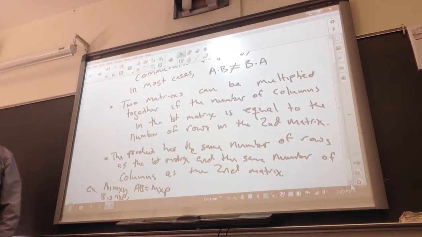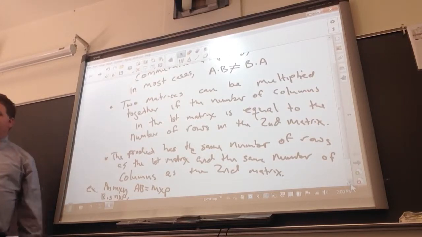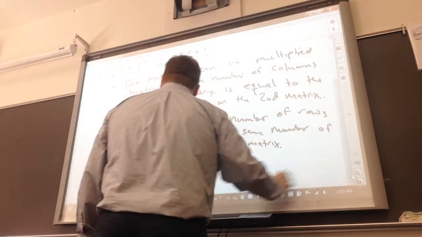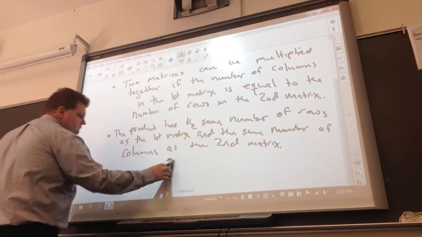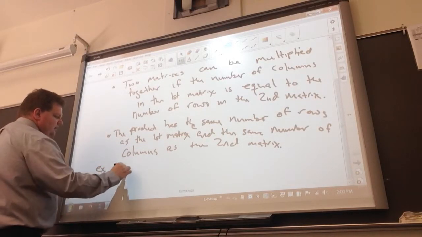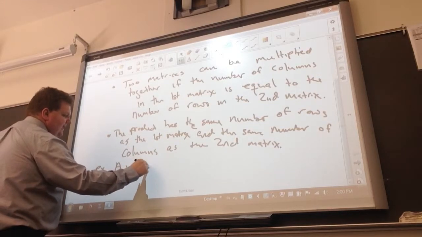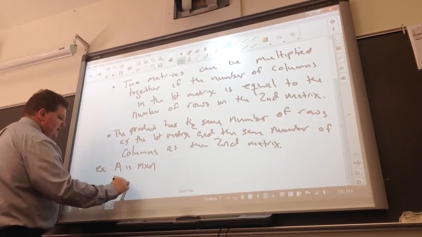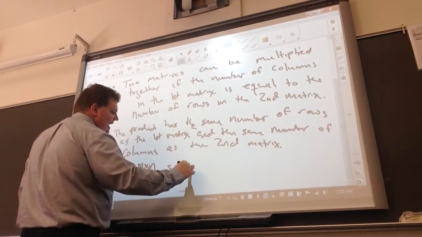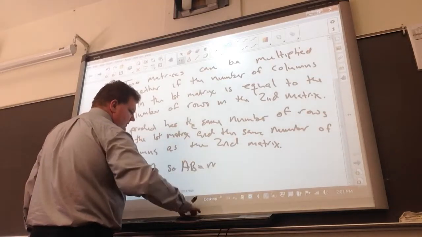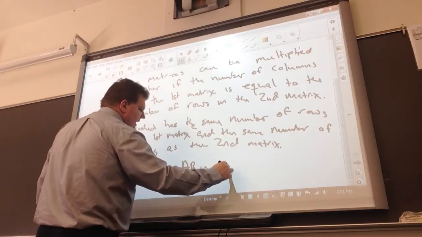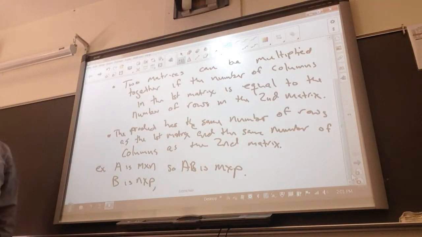I'll let you guys copy. Do I need to clean up anything? Let me rewrite that down there, just to make it clear. So, example, matrix A is an m by n matrix, B is n by p, so A times B is an m by p matrix.